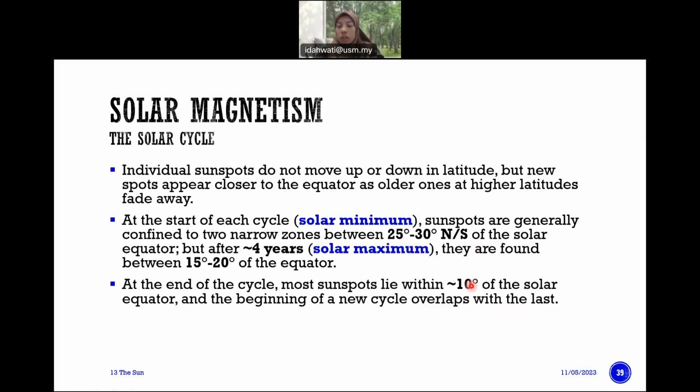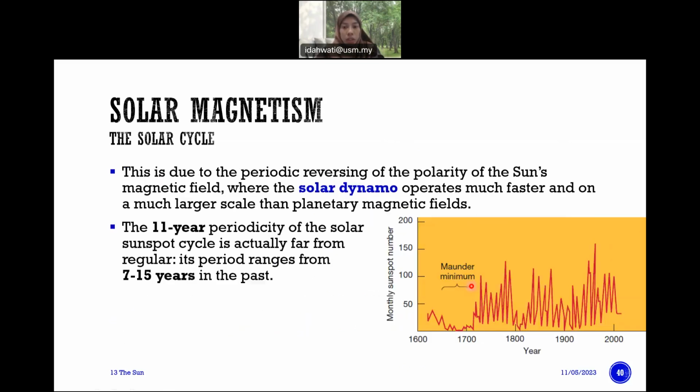In the phase of a solar minimum, we have another one we call the Maunder minimum, as we can see from this figure. This is due to the periodic reversing of the polarity of the sun's magnetic field, where the solar dynamo operates much faster and on a much larger scale than planetary magnetic fields. The 11-year periodicity of the solar sunspot cycle is actually far from regular, so its period ranged from 7 to 15 years in the past.